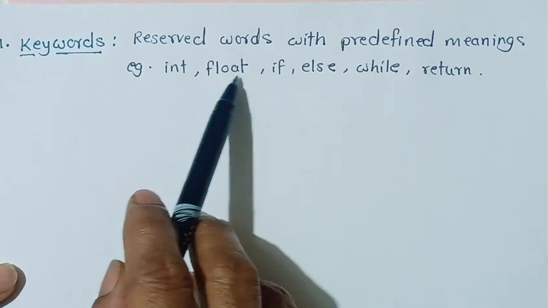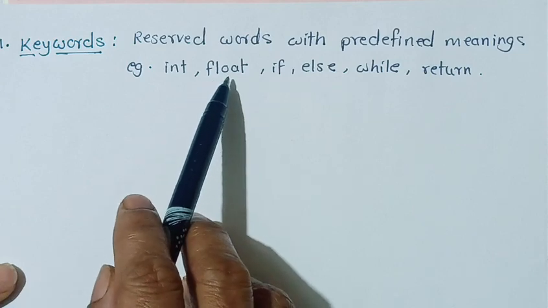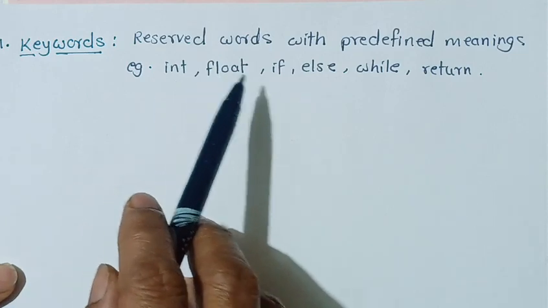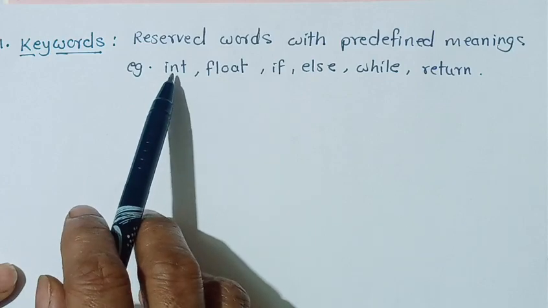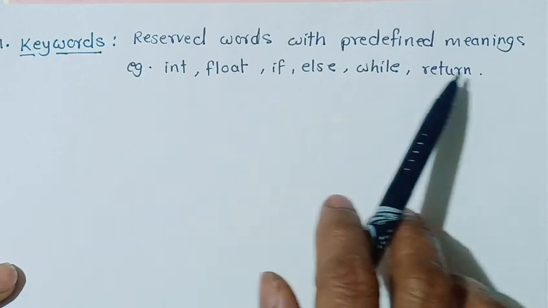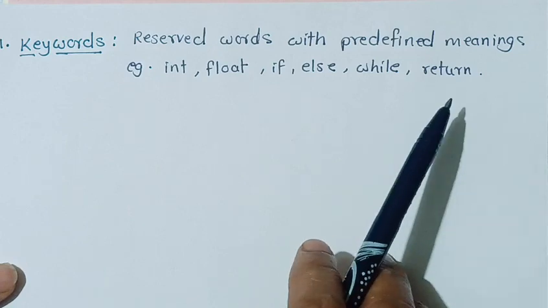Float means floating point or decimal point values. Okay, so these are what? Data types. Whenever you are declaring variables, you have to use int whenever that variable is storing an integer value. Same way, all these words have some predefined meaning.